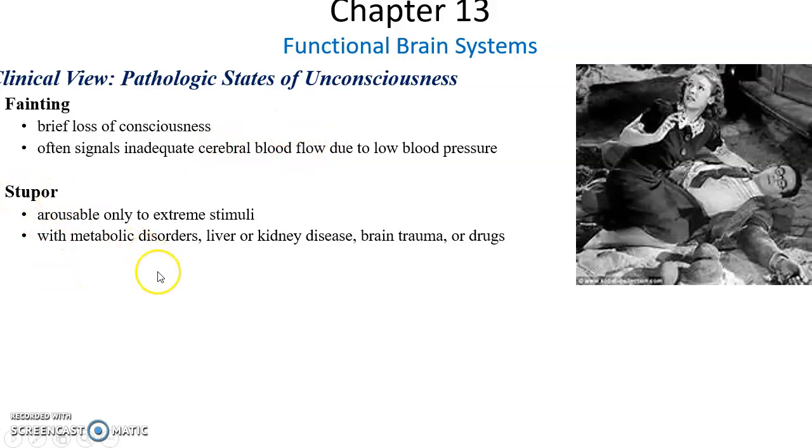There's stupor. Stupor is different. It is when someone is not asleep, they're even in a deeper state where they're only aroused by extreme stimuli. So you have to smack them around really hard to get them to go, oh, and then they'll probably fall back into their stupor. It can be caused by metabolic disorders, damage or disease to the liver and kidneys, brain trauma, drugs.